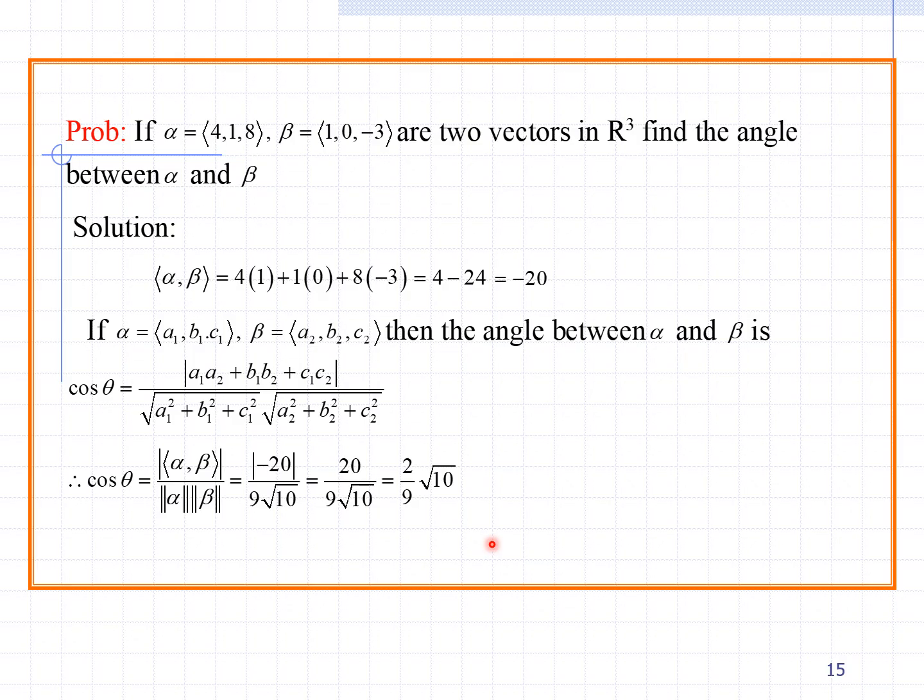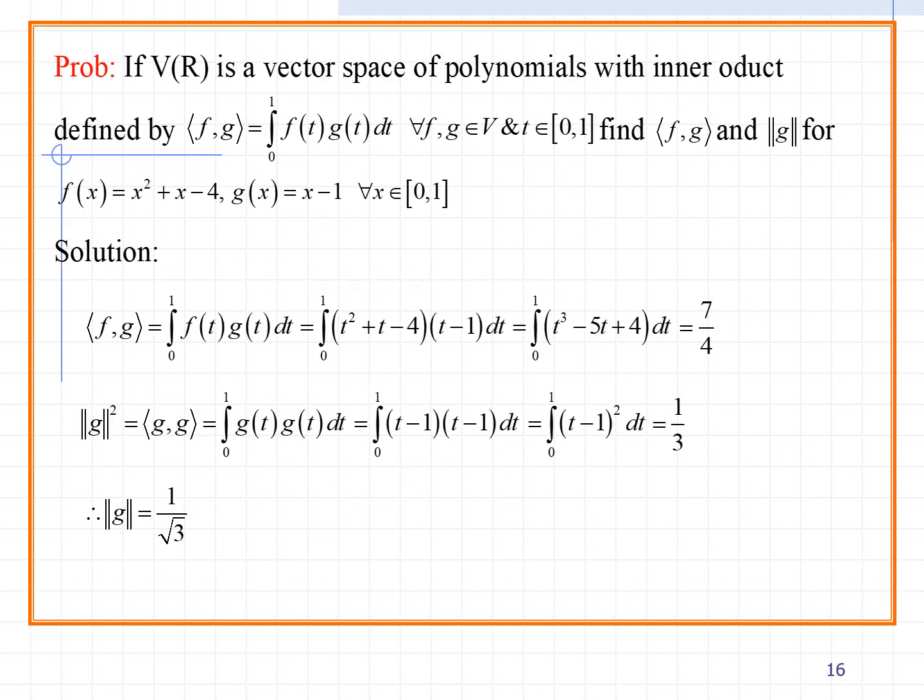Simply, for example, if two vectors are given, you can find that angle. It means cos theta equals a1 a2 plus b1 b2 plus c1 c2 modulus, divided by norm of the first vector into norm of the second vector. You can remember this formula. You simplify easily. So for any vectors given. Let us see one more problem.